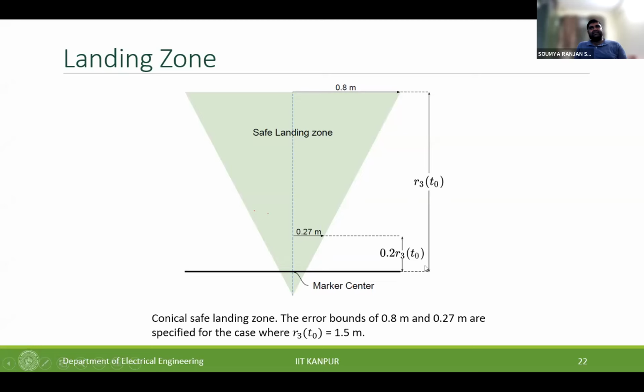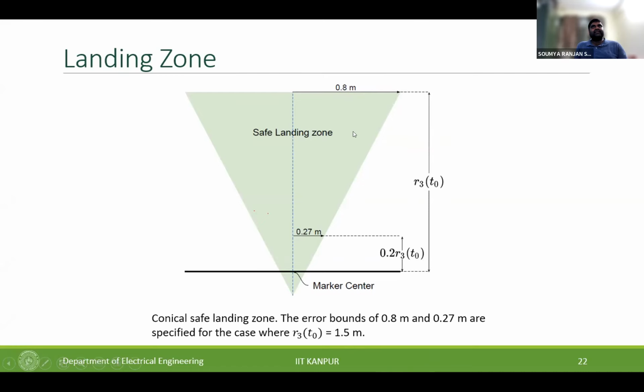So the height of this landing was decided, based on which I think this cone came out to be 0.8 meters at the topmost height, and this topmost height was 1.5 meters. And then we had a safe zone of 0.27 meters as well. So whenever the quad lands, it has to be always in this particular zone.